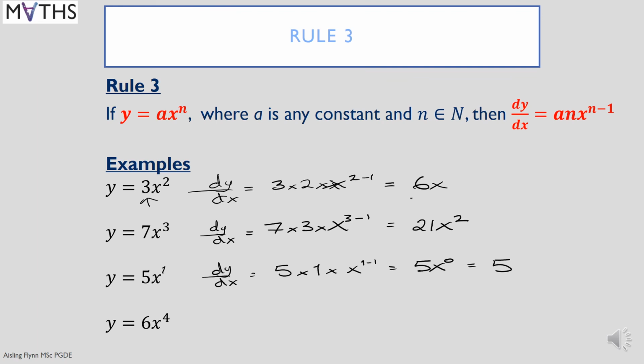And last example for this slide, dy/dx equals, so we'll have our 6 times the power 4 times our x, and reduce the power by 1, 4 minus 1, and 6 4s are 24, and we'll have x to the power of 3, so 24x cubed.